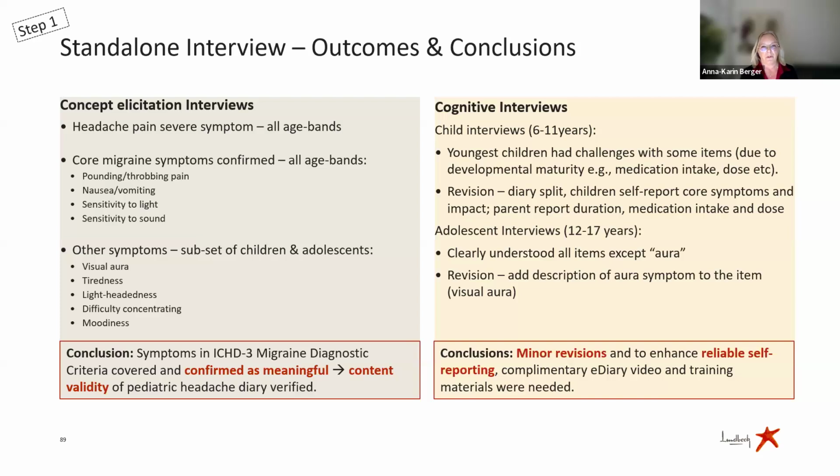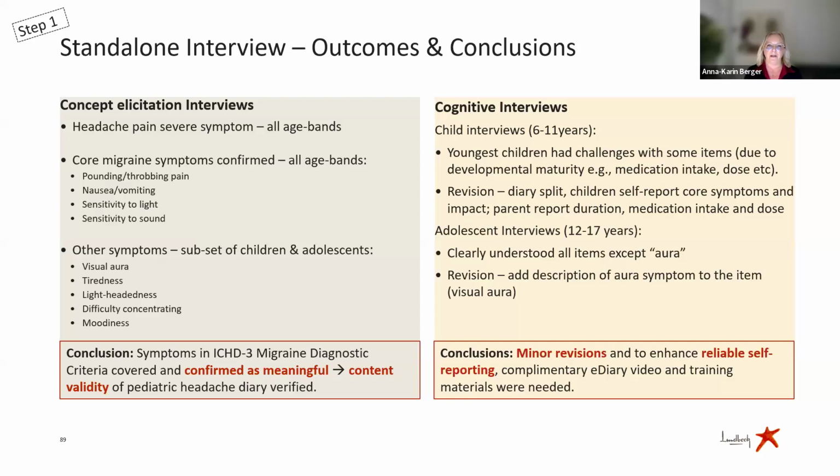The cognitive interviews, on the other hand, revealed that the youngest children had challenges with some of the items due to their developmental maturity, like complex questions about the medication intake and dose, etc. And the solution to this was to split the diary into 2, where children self-report core symptoms and impacts, whereas parents report the more complex questions, like headache duration or medication intake and dose.